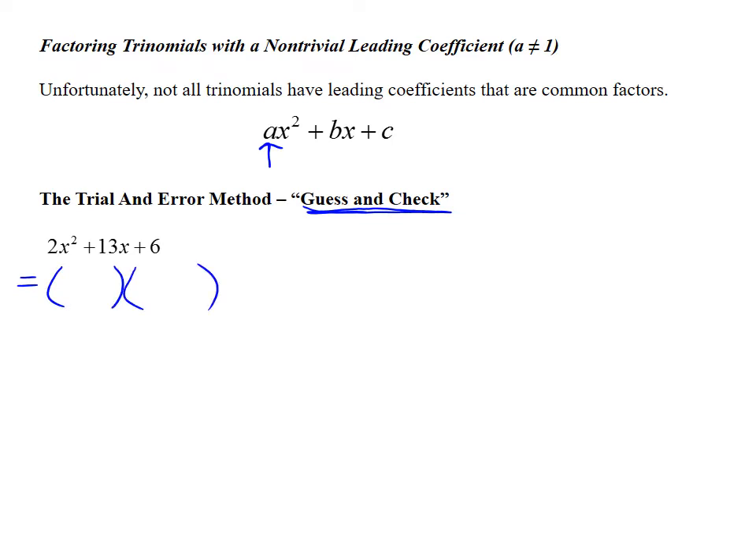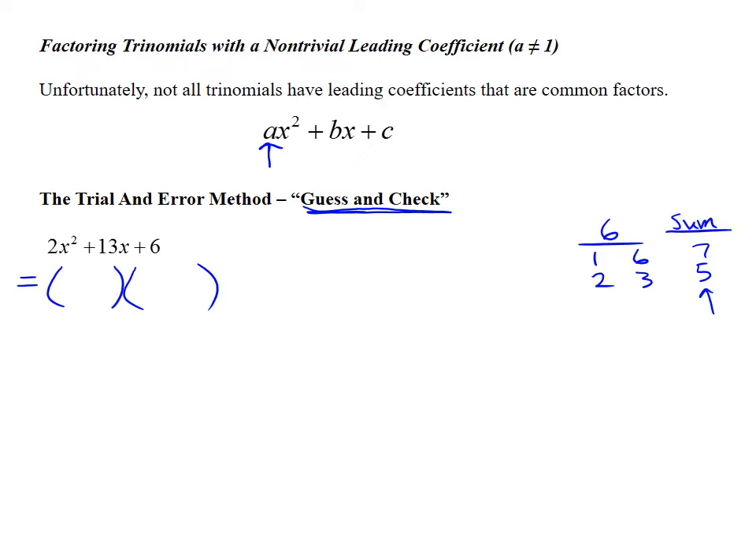What we've done in the past when we had a nice a, like a equals 1, is we took the last term, 6, and we factored it. In this case, 1 and 6 multiply to 6, 2 and 3 multiply to 6. And then we looked at which one of those factors added up to the middle term. 1 and 6 give us 7, 2 and 3 give us 5. Neither of those give us 13.